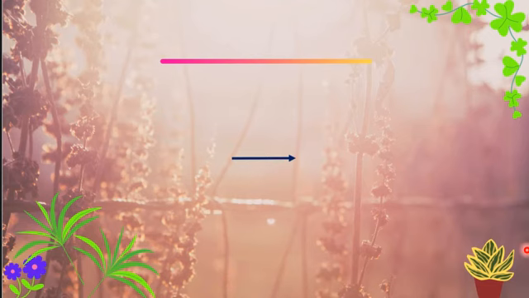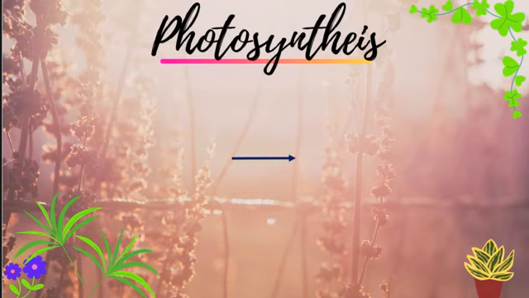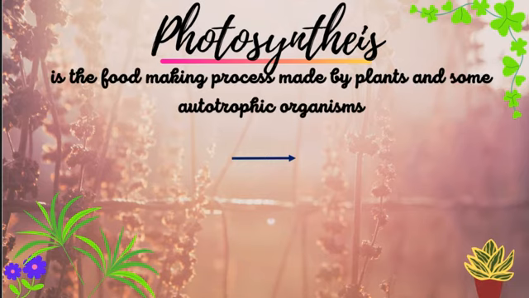Plants are said to be great food providers. Why? Because of the process of photosynthesis. This lesson will help you understand how plants produce food and help out in making the flow of energy possible in this world. So what is photosynthesis? It is the food-making process made by plants and some autotrophic organisms. With the help of chlorophyll, food making is possible. It is the process by which plants, algae, and several bacteria manufacture food by utilizing light energy.